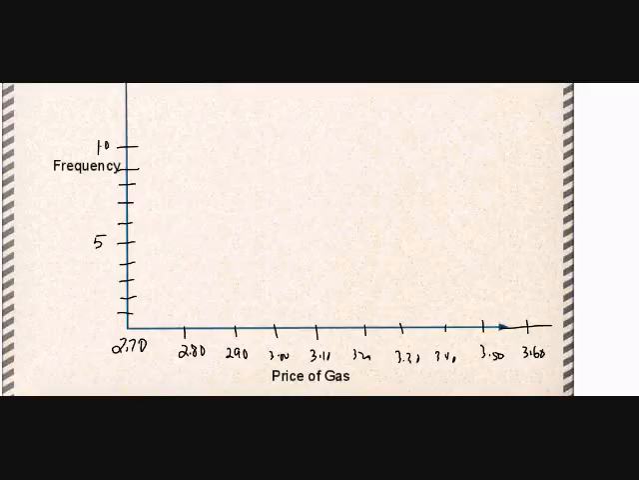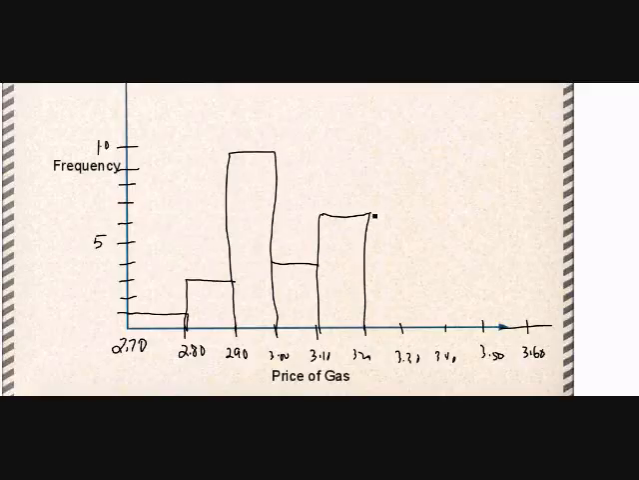All right, the 270 to 280, there was only one of those. So I make a bar one high. The 280 to 290, there are apparently 3 of those. And when you're making a histogram, the bars are connected. 290 to 300 was 10 of those. Then the next one was 4. And the next one was 7. And 7 again. And 0 and 0, and then we had another frequency of 1. So that's called a histogram.